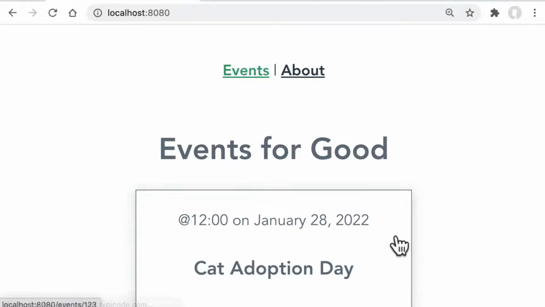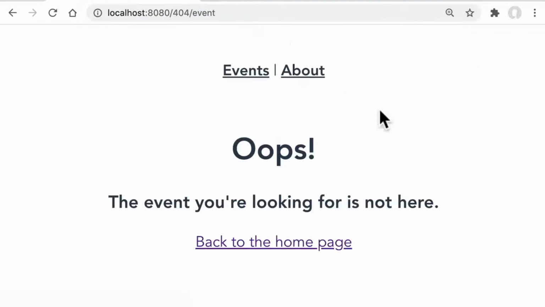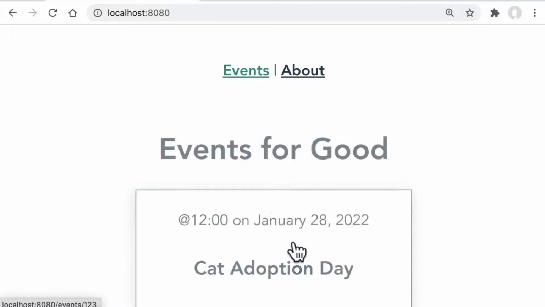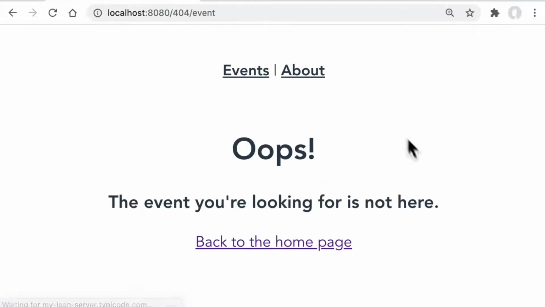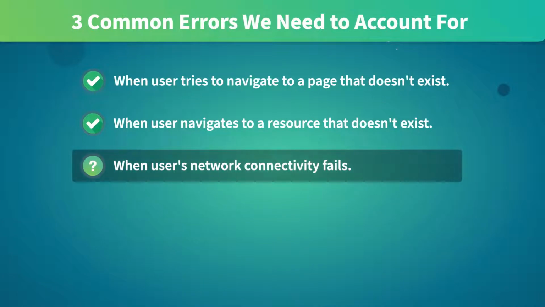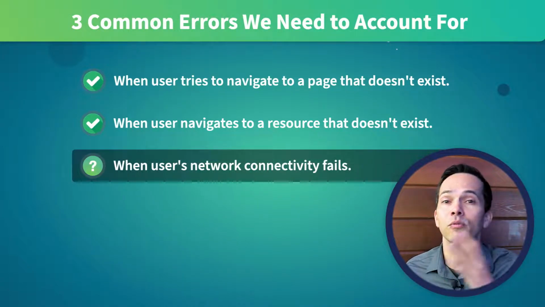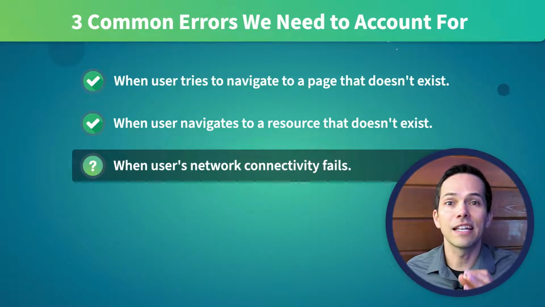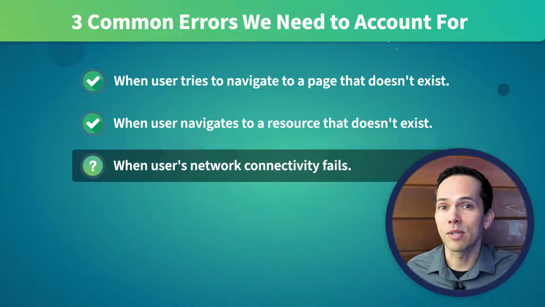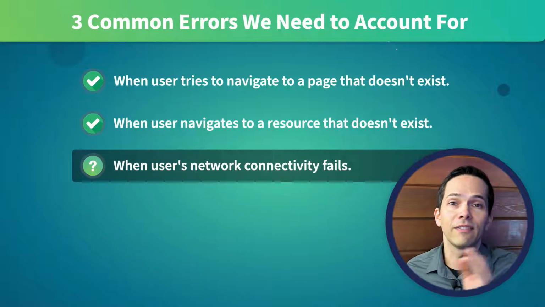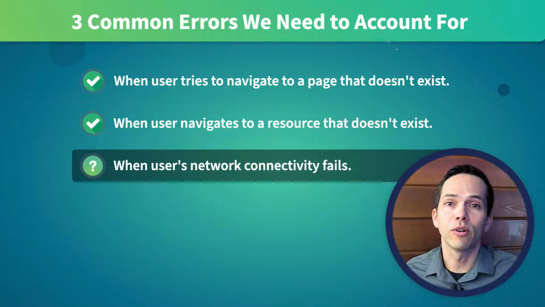Now back inside of our browser, if we navigate to an event that doesn't exist, we see, oops, the event you're looking for is not here. Let's try that one more time. Yep, the event you're looking for is not here. Great, so we no longer have a blank page when the user navigates to a resource that doesn't exist. And what's useful about the way we implemented this is that as we add other resources to our application, we can use that same notfound component. So if we have a list of blog posts and the user navigates to a blog post that doesn't exist, we can reuse that notfound component so it displays the post you're looking for does not exist.